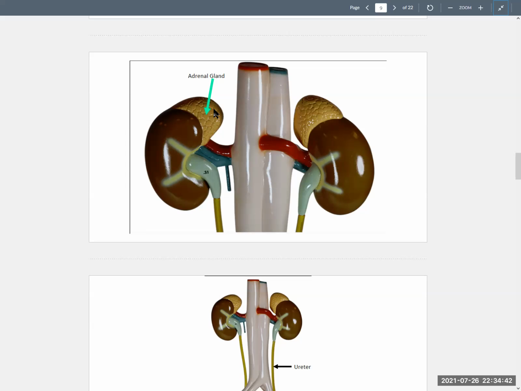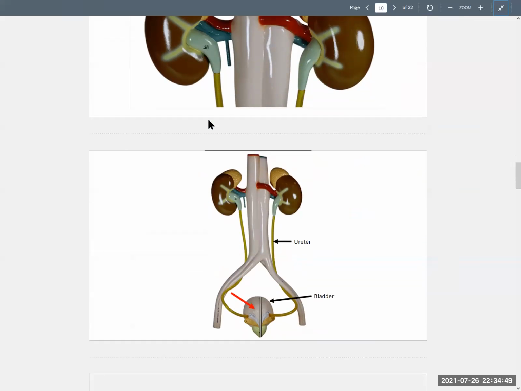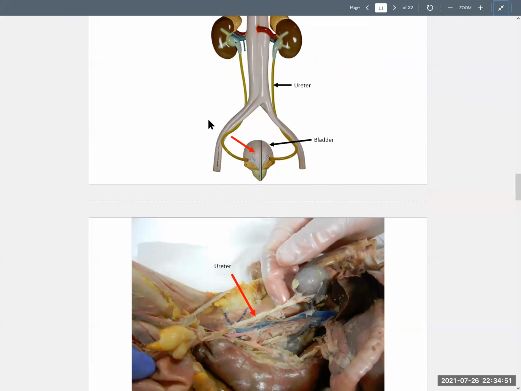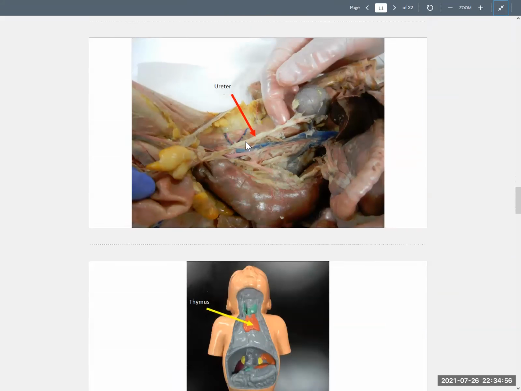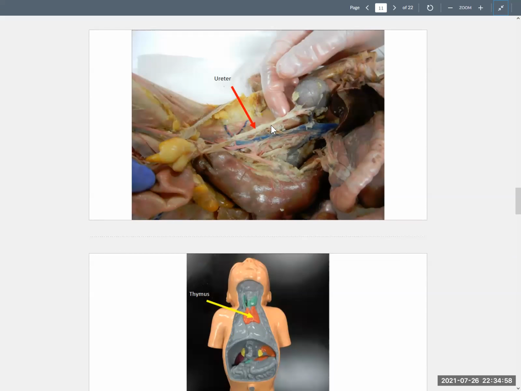Adrenocorticotropic hormone. That only affects the outer portion, does not affect the inner portion. Bladder and ureter, no problem. Another ureter shot, better shot.